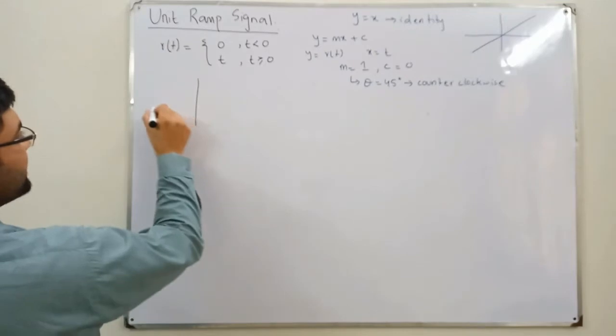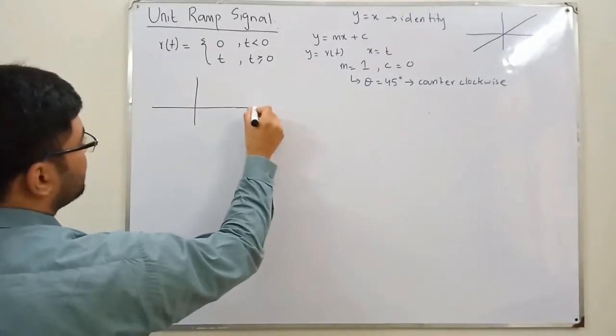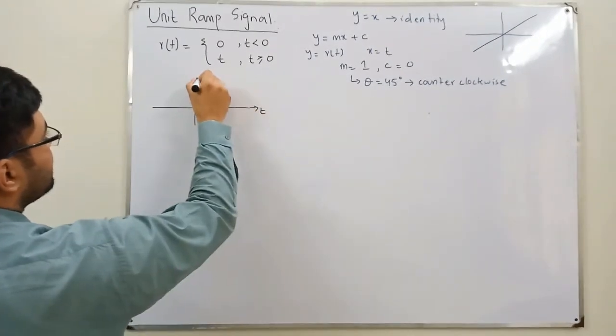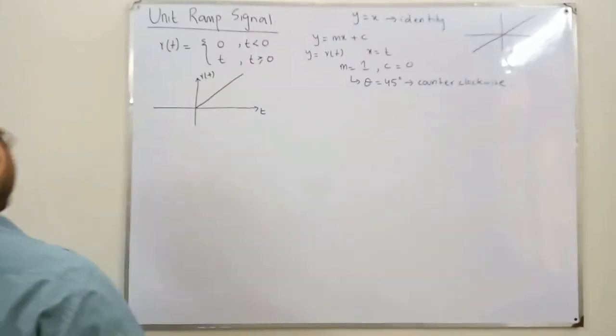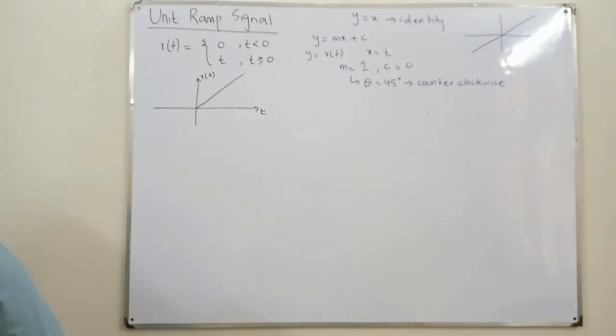So r of t is represented like this. This is your t, this is r of t, and this is your function. So that's about it, okay?